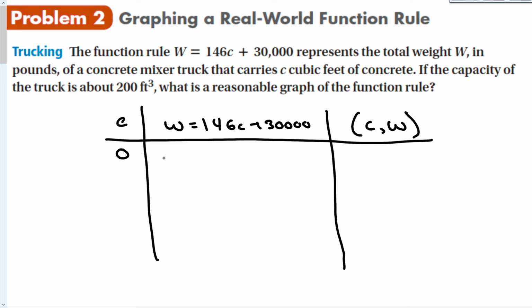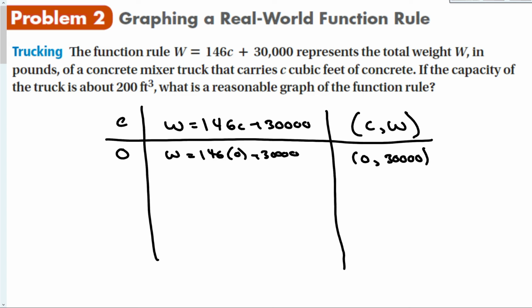Let's start with 0. W is going to be 146 times 0 plus 30,000, which is just 30,000. So for 0, my output is 30,000. If I don't carry any concrete, then the total weight of the mixer truck is going to be 30,000 pounds. Makes sense. The truck still weighs something even if it's empty.